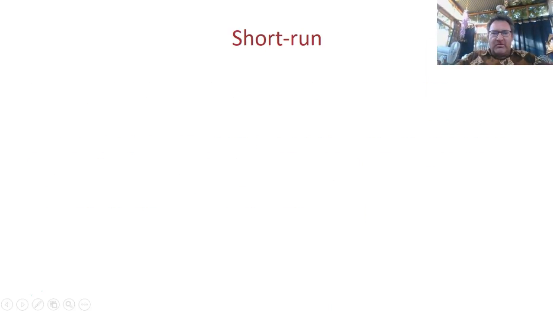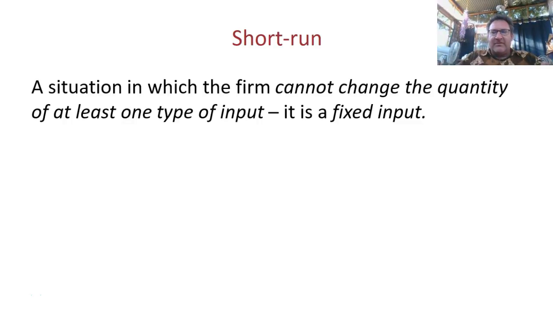Okay, now we're ready to talk about the short run. So what do we mean by that? The short run does not really refer to a specified period of time. It doesn't mean, for example, 6 months. It means a situation in which a firm can't change the quantity of at least one input into the production process. This we would classify as a fixed input.